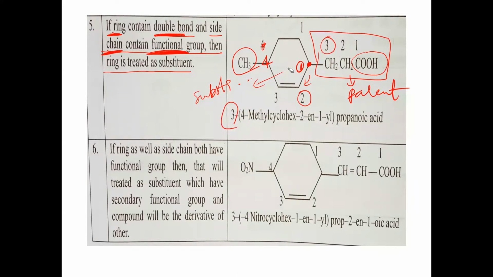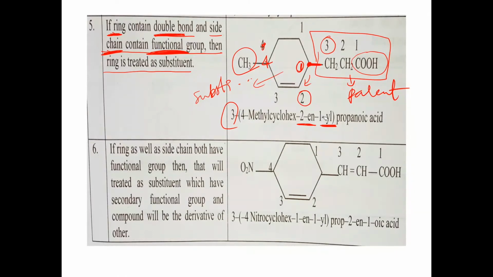After 3, how are you naming this one? We have to understand the branch here. The methyl group is on the fourth carbon, so 4-methyl. Then cyclohex-2-ene, with the double bond after the second carbon. Then it is a cyclohexyl group, without the double bond and methyl. What is yl? Free bond. Wherever the free bond is, that carbon is given first position. That's why we have to say 1-yl.